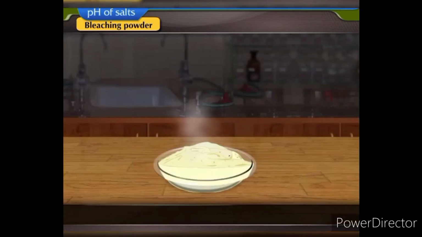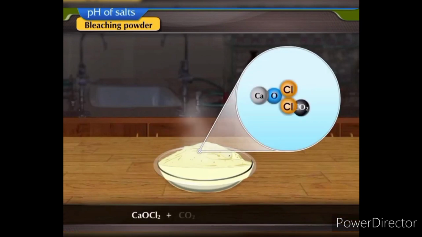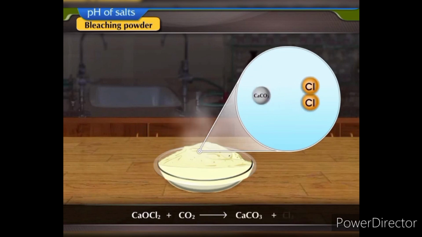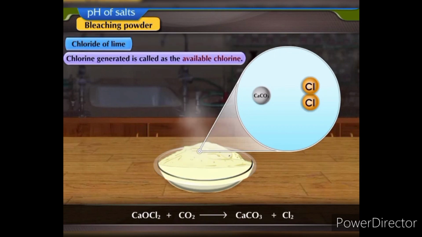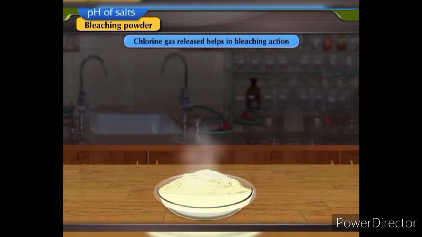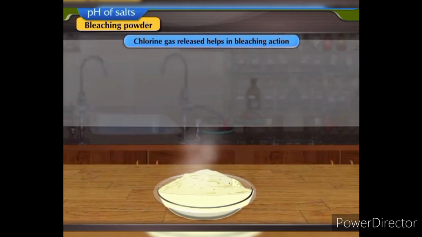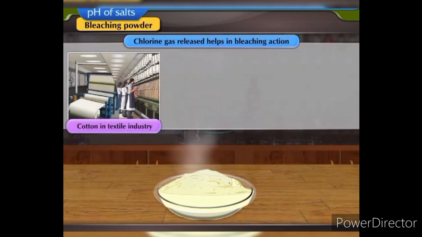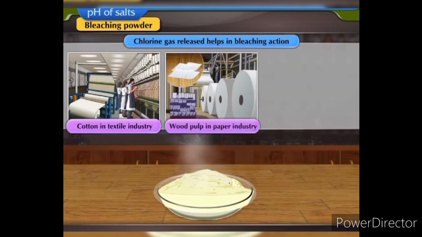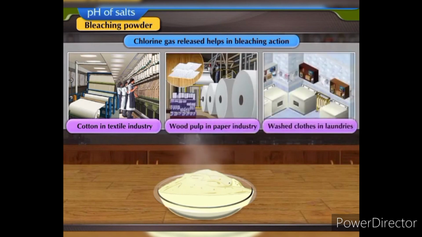When bleaching powder is exposed to air, it combines with carbon dioxide to form calcium carbonate and chlorine gas. This is the reason why bleaching powder is also known as chloride of lime, and the chlorine generated is called the available chlorine. This chlorine gas released helps in the bleaching action of cotton in the textile industry, wood pulp in paper industry, and in the bleaching of washed clothes in laundries.